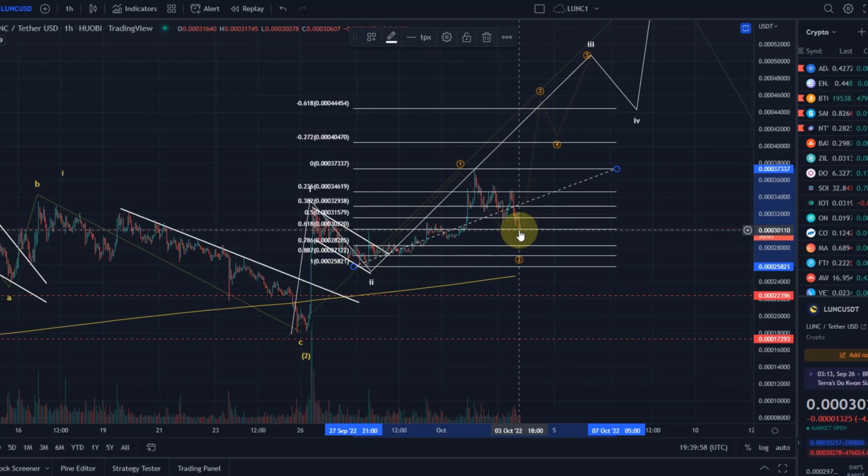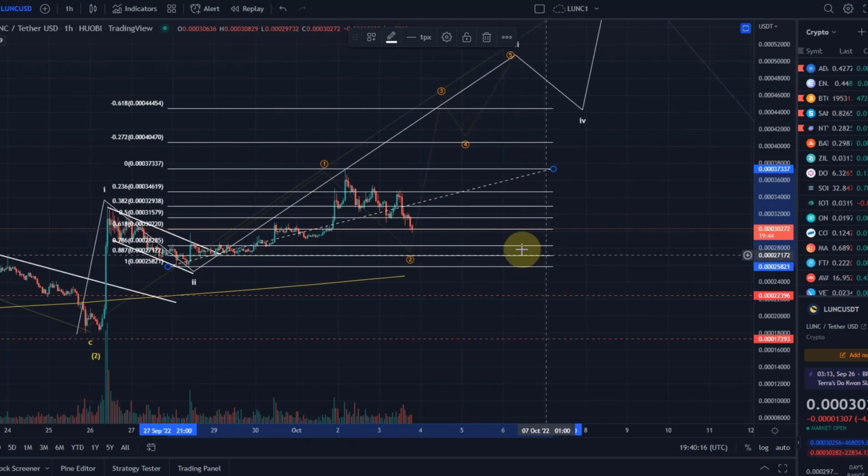Now, I'm not saying it's valid. It is valid as long as we don't make a new low, but it's likely that it's a wave 2 as long as we're holding that 0.00028 level. So as long as we hold that level, I would go with this count. But we need to be ready.